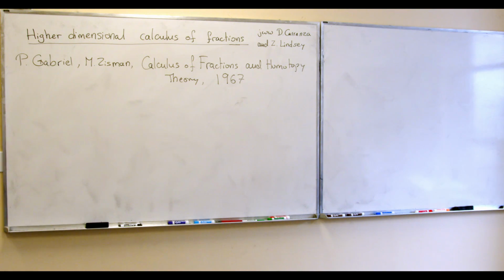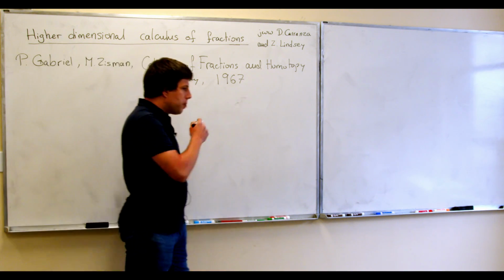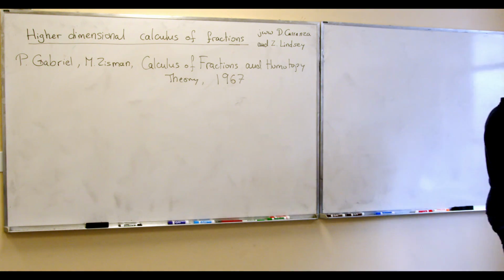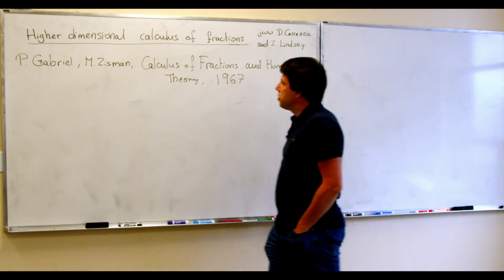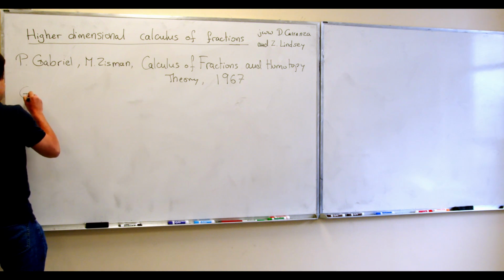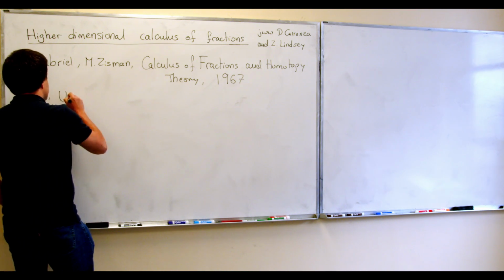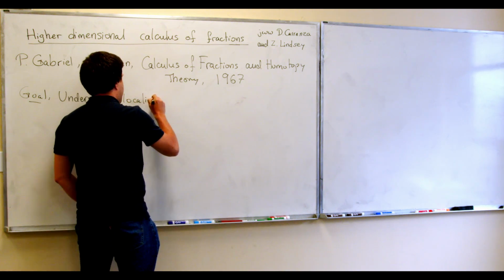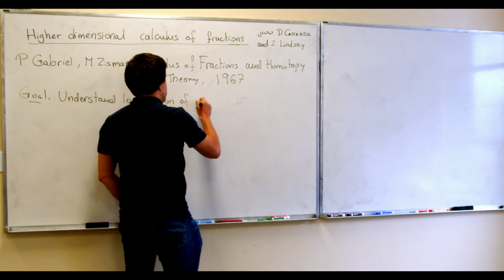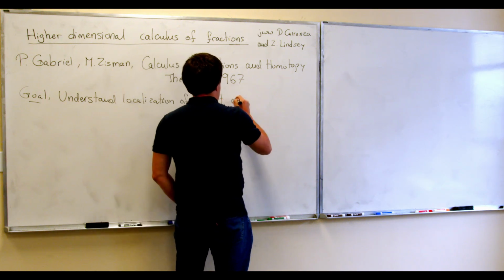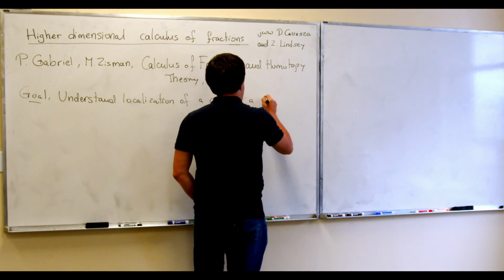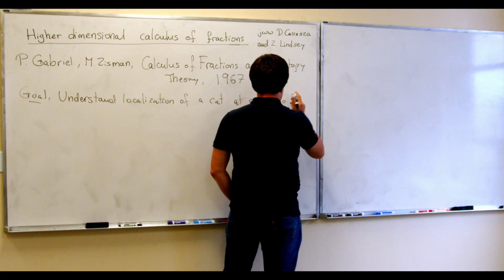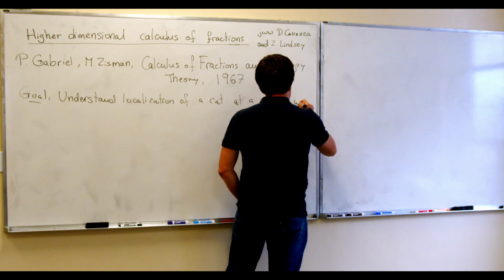But I actually want to spend the first half of the talk just talking about what they do in this book. So the original problem that they deal with is localization of categories. So the goal is to understand localization of a category at a class of weak equivalences.